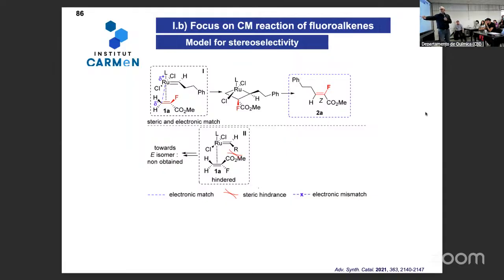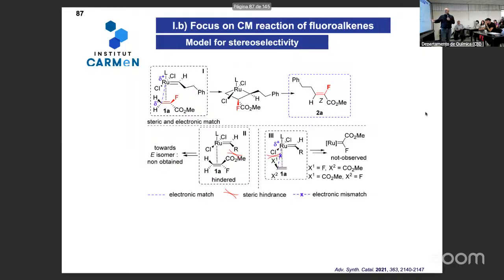If you want to have the E isomer, you have to reverse the approach of your alkene, and you have steric hindrance between the L group and the ester group, so it doesn't work. Also, if you reverse the alkene here, you have steric hindrance between the chlorine atom and the fluorine or ester group, and so we never saw this kind of intermediate. Hopefully, because if you form it, the reaction was done.